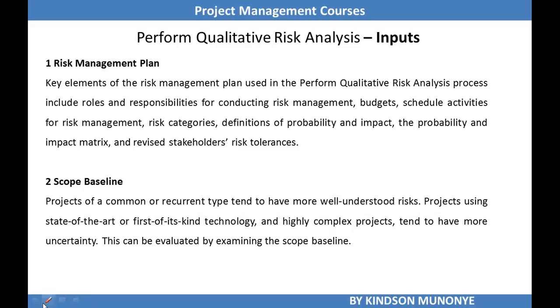We also need the scope baseline to perform qualitative risk analysis, and remember the scope baseline is made up of the approved scope statement, the WBS, and the related WBS dictionary. WBS stands for Work Breakdown Structure. Projects of a common or recurrent type tend to have more well understood risks, and projects using state-of-the-art or first-of-its-kind technology and highly complex projects tend to have more uncertainty. These can be evaluated by examining the scope baseline. So the type of project and what is involved, the scope baseline can help you.